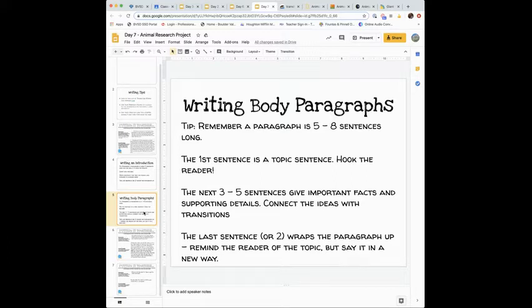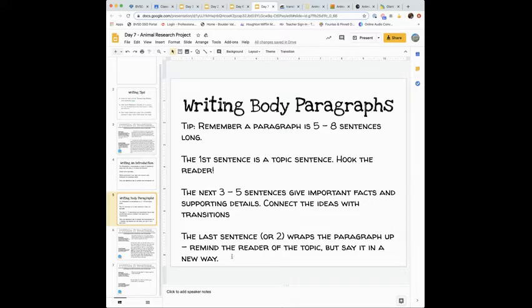All right, for body paragraphs, remember, a paragraph is 5 to 8 sentences long. The first sentence, even here, is a topic sentence in which we hook the reader. The next 3 to 5 sentences give important facts and supporting details. Connect the ideas with transitions. The last sentence, or 2 sometimes, wraps the paragraph up, reminding the reader of the topic, but say it in a new way.